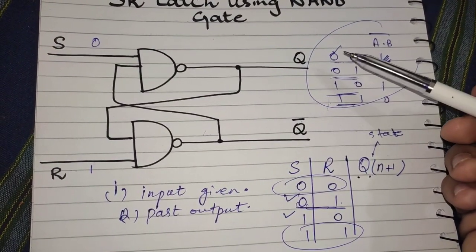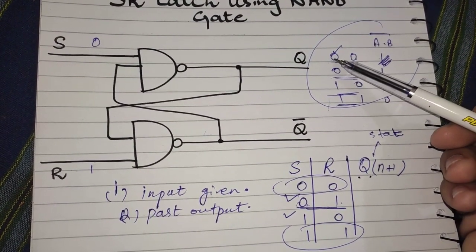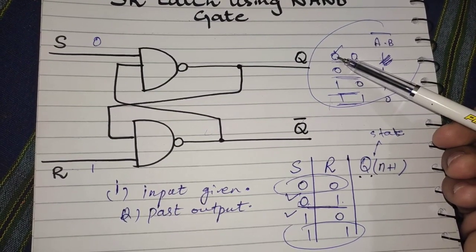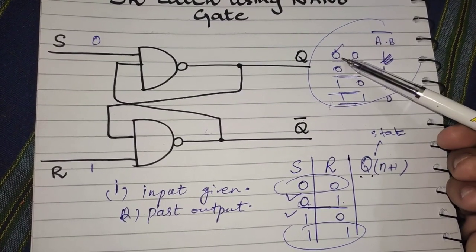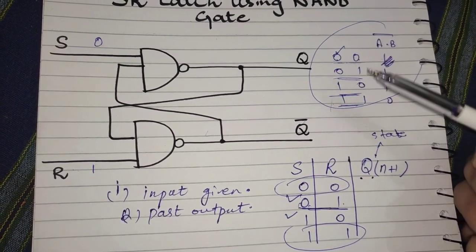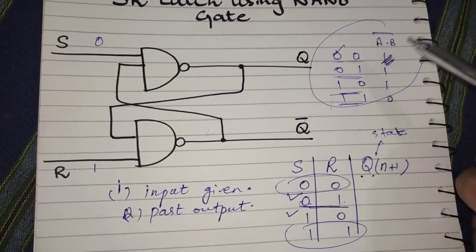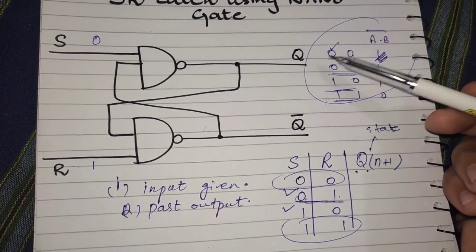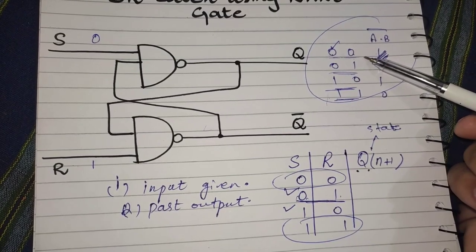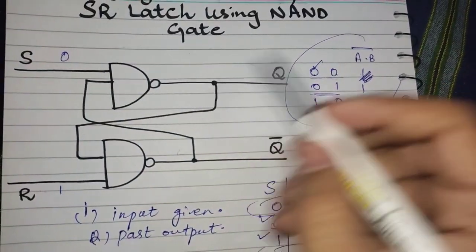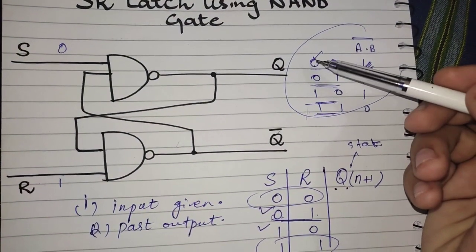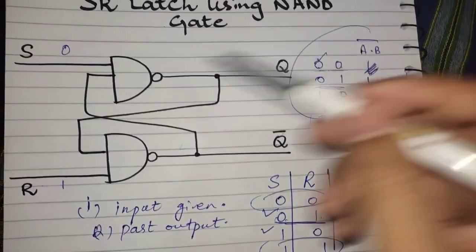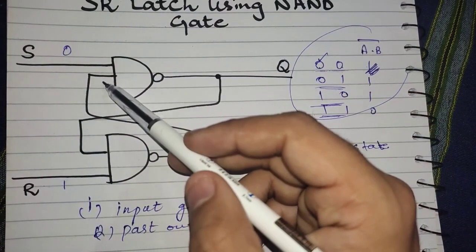As in my previous videos in digital electronics, I have cleared each and everything about the NAND gate: whenever any of the inputs is 0, the output will be 1. You can see my previous video on logical gates. By using that NAND property, if any of the input is 0, the output will be 1, so we have no concern with what our second input will be.